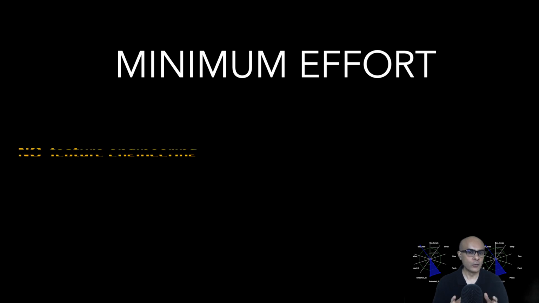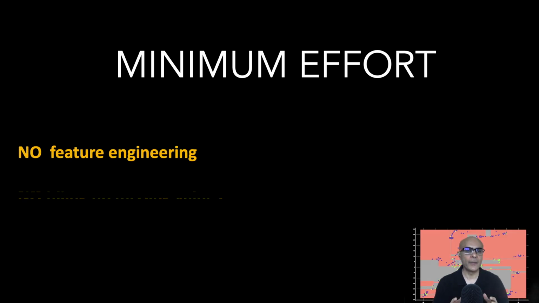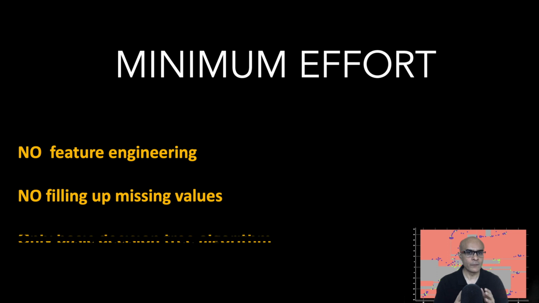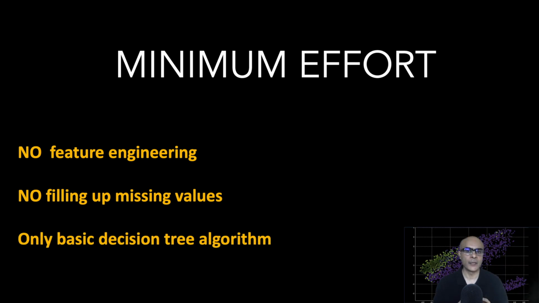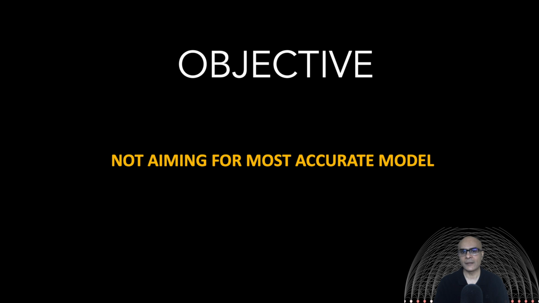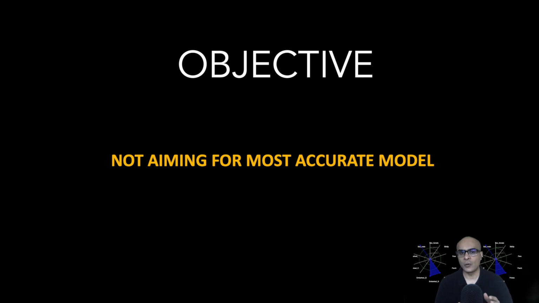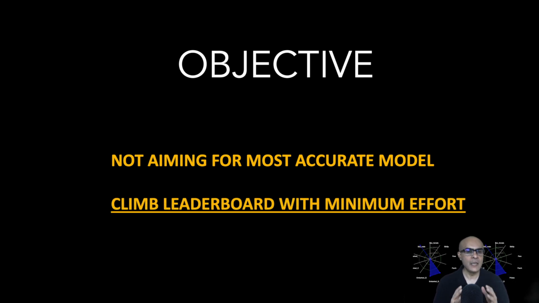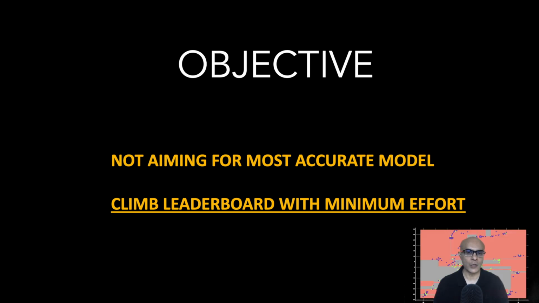I did not use feature engineering. I did not fill up any missing values. I only used a few columns and I did not use any complicated machine learning algorithms. I just used a plain simple decision tree. The objective of this video is not to show you how to develop the most accurate model, but how to climb the leaderboard with minimum effort using the micro-outlier removal technique.